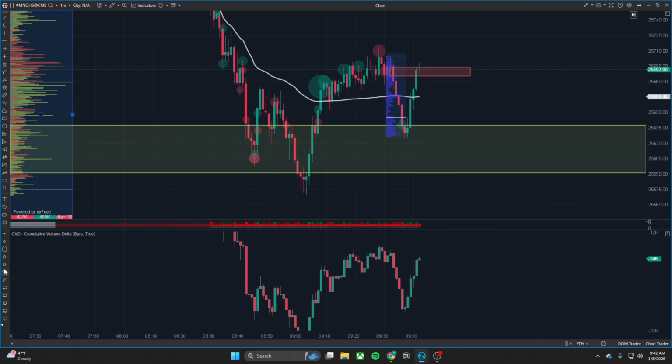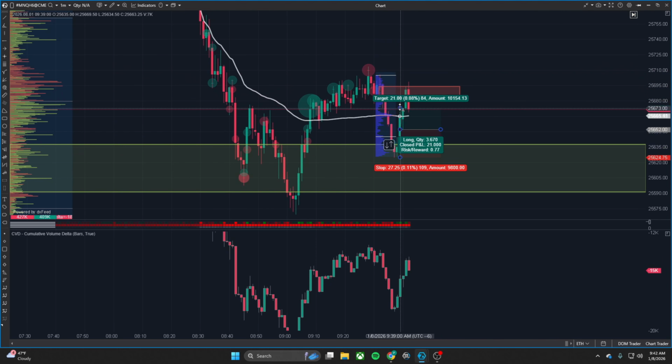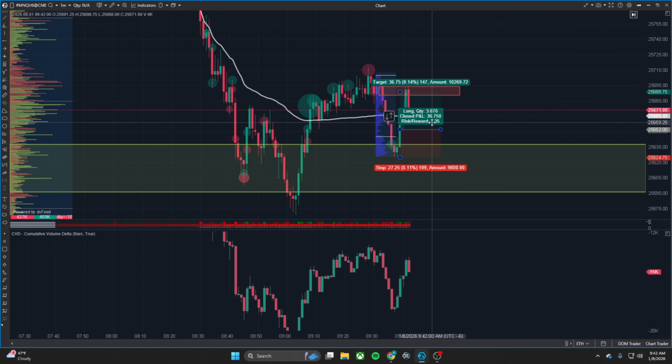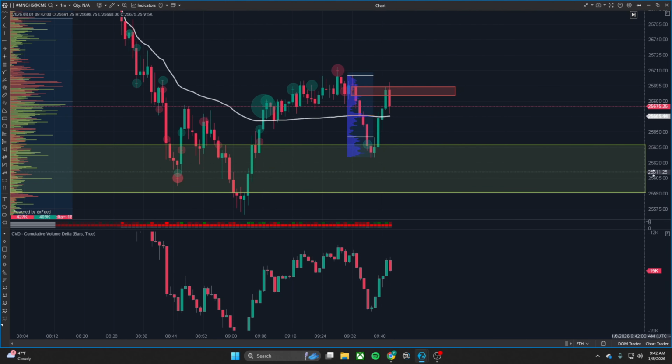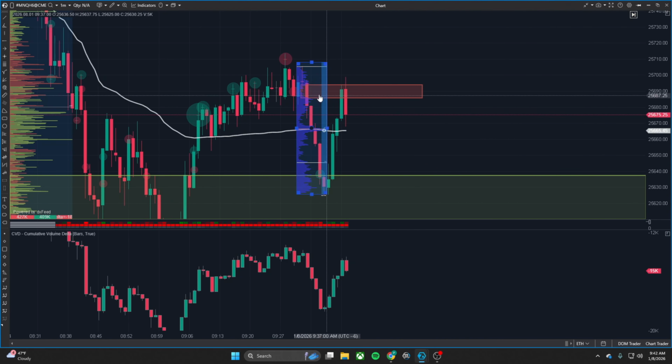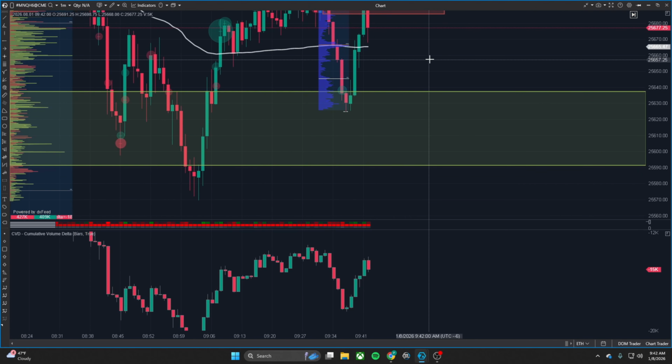Let's see, you probably would have entered somewhere around here. We got buy orders here, so we'll put stops below these lows. Hey, you would have caught a nice 1 to 1.3. So there you go. Not bad, eh? But we got this mitigated low volume node here. We want to see some aggression here from the sellers.